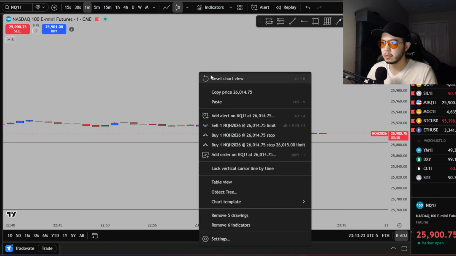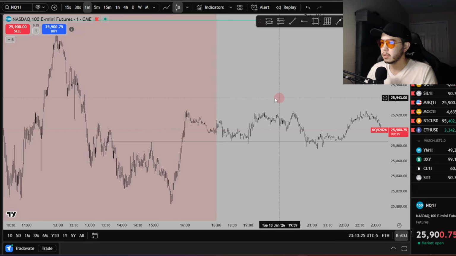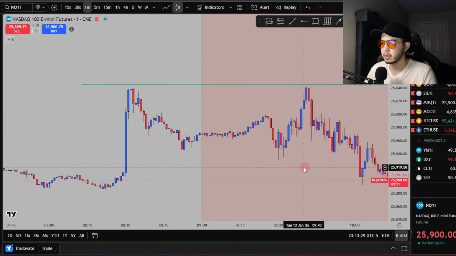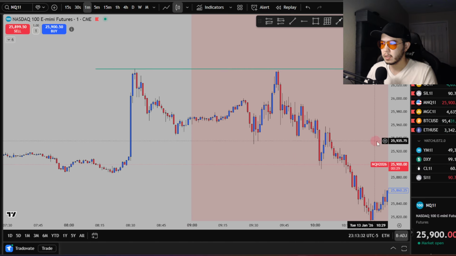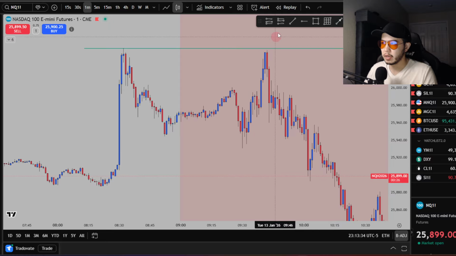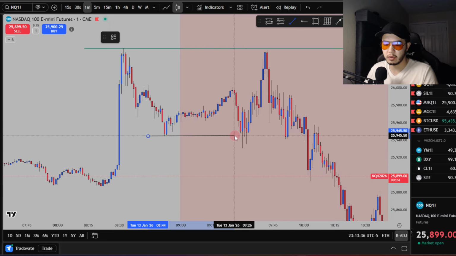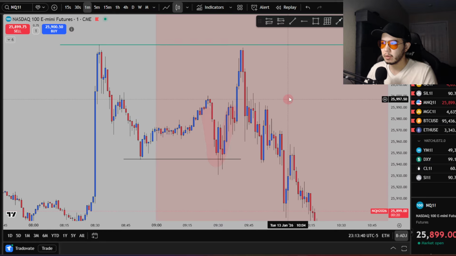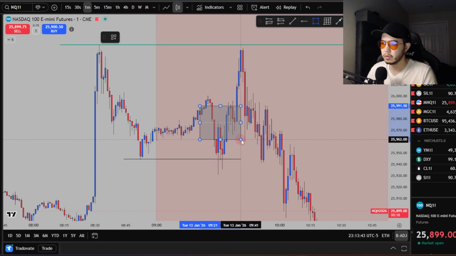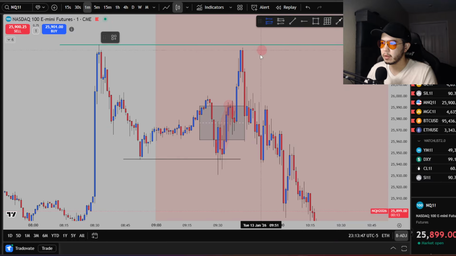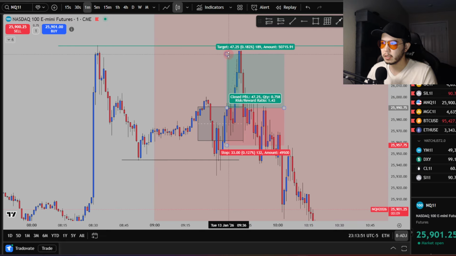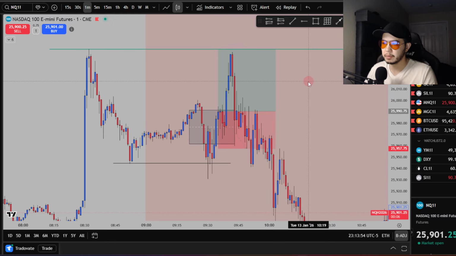So yeah, let's break it down. So this morning's price action. I had these levels marked out. I was like, okay, we're probably gonna go sweep this low. We came and swept this low. So I was waiting for the price to inverse this gap. The price inversed the gap. We got in on this one. The stops were here. Take profit was right here.